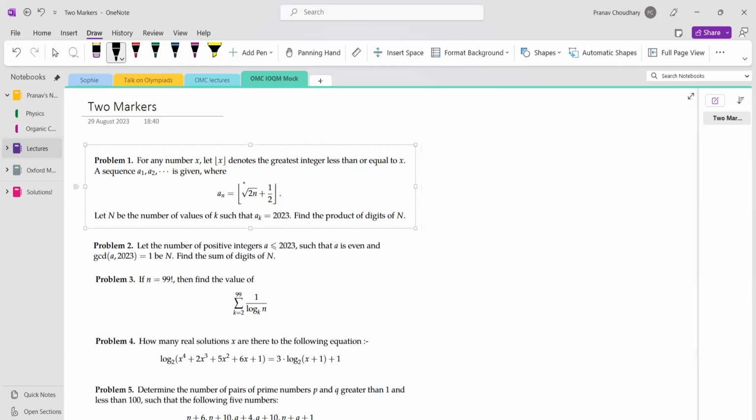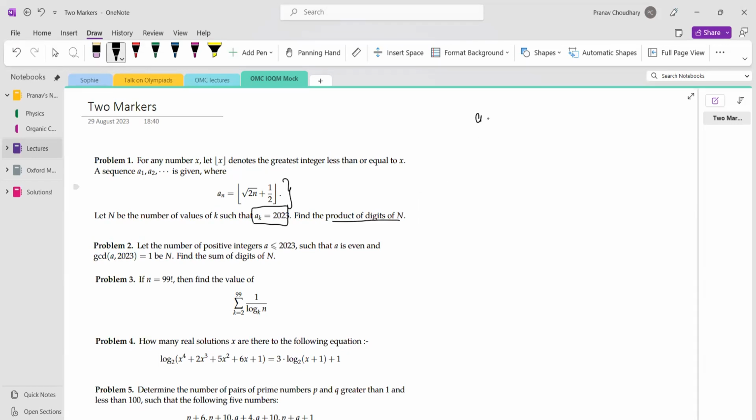So it says for any number x. Basically, you are given a sequence a1, a2, and so on till an, a sequence of integers in which an is defined this way, and we're given that n is the number of values of k such that ak is 2023. Find the product of digits of n. Basically, we just have to find n. Only then we can find the product.